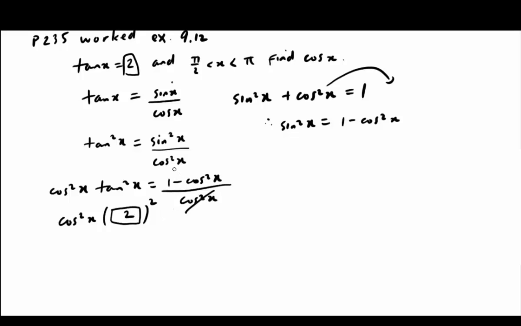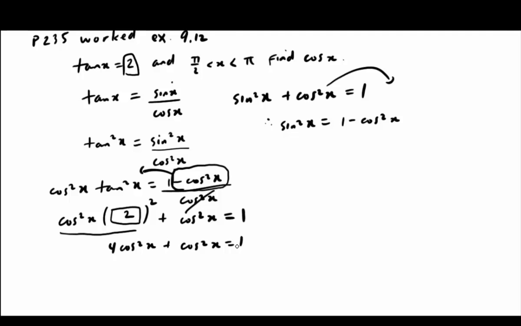And what I'm going to do here is, with this negative cosine squared x, I'm going to move it over to the left. So what we have is plus cosine squared x equals 1. So this term here becomes 4 cosine squared x plus cosine squared x equals 1. And so what we have is 5 cosine squared x equals 1. Continuing over here, we have cosine squared x equals 1/5.